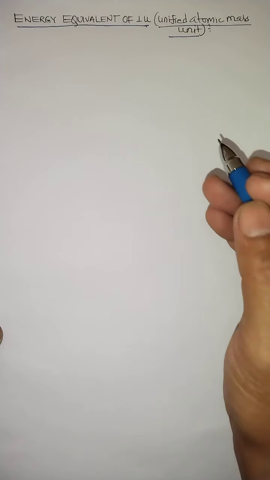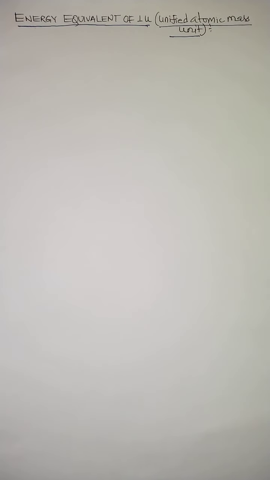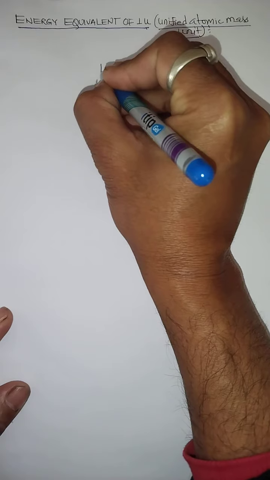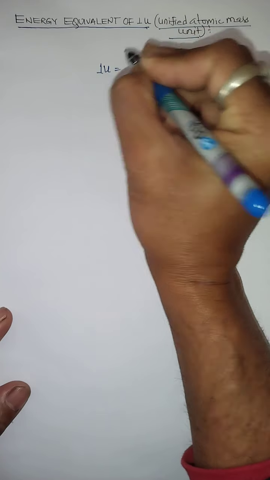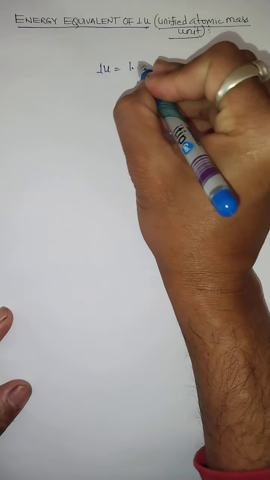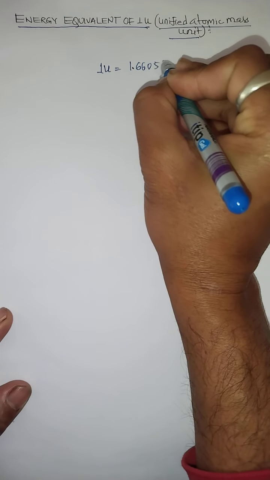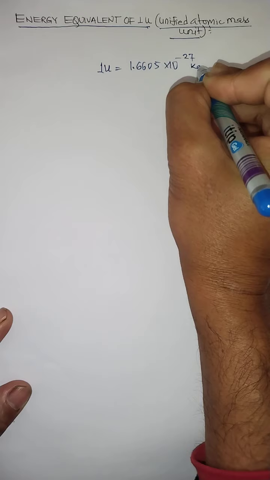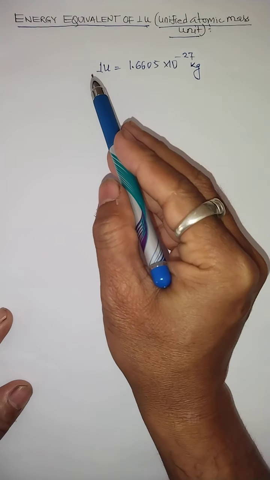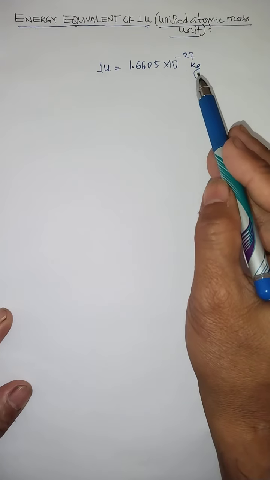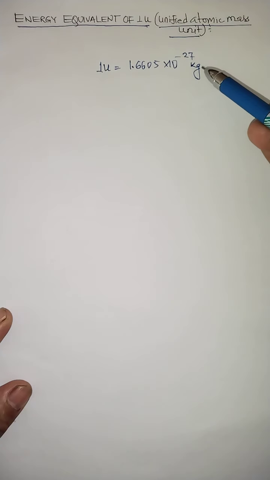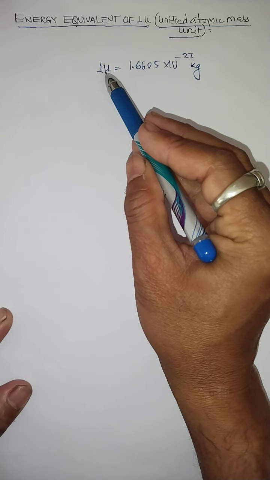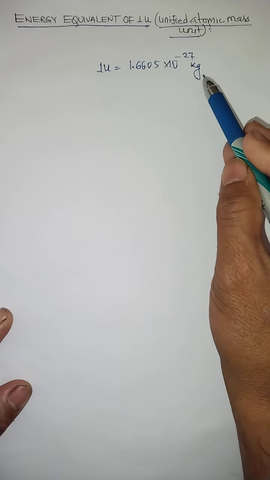In yesterday's class we had done up to the relation that one atomic mass unit, that is 1u, is always equal to 1.6605 into 10 to the power minus 27 kg. Yes, we had done up to this. That means the unified atomic mass unit can be expressed in terms of kg. As you know, kg is the SI unit of mass, but one unified atomic mass unit can be expressed in terms of kg also.